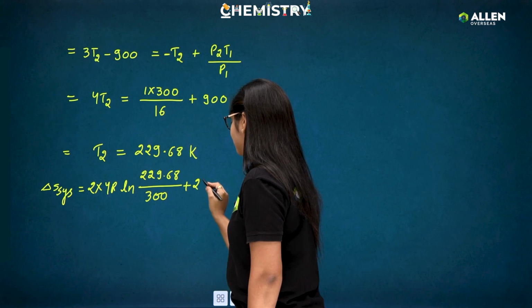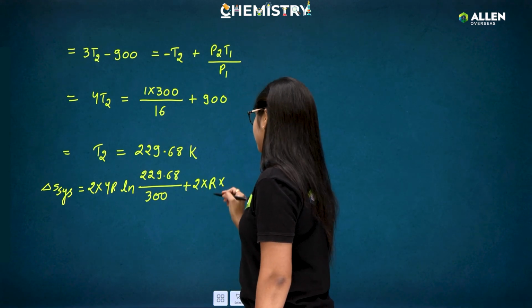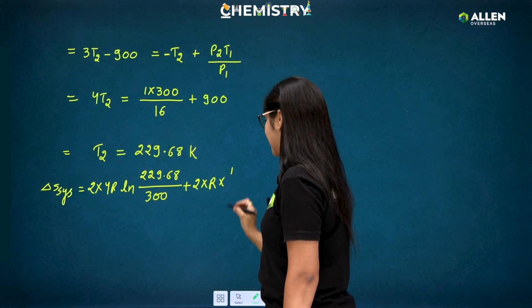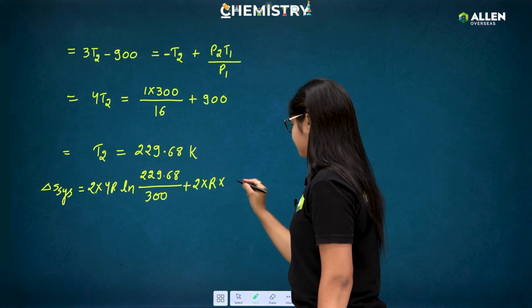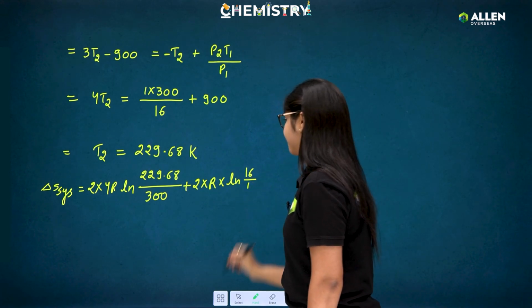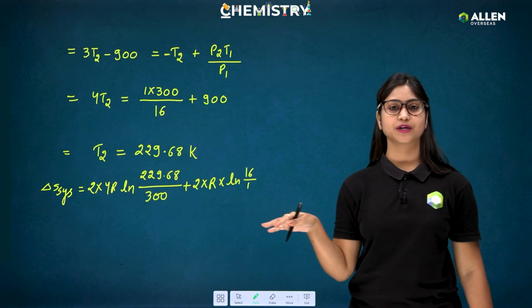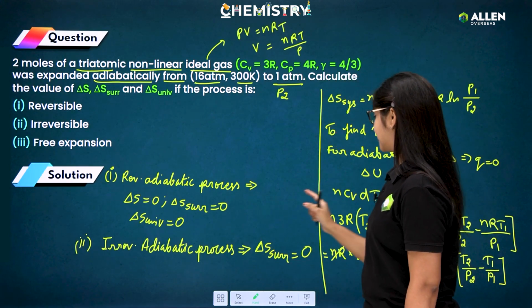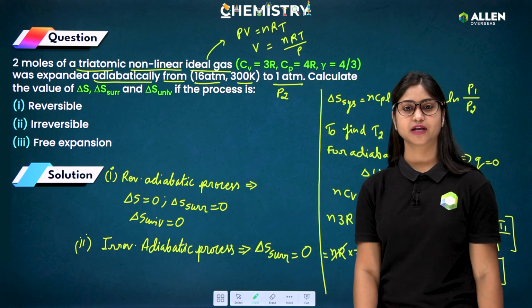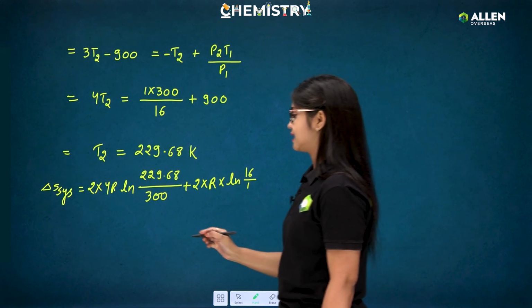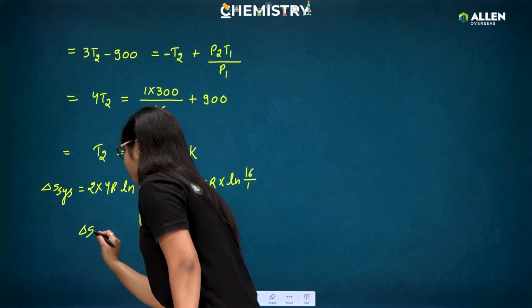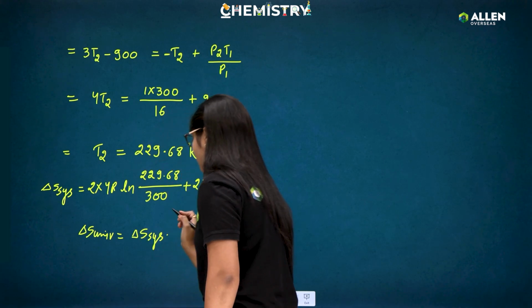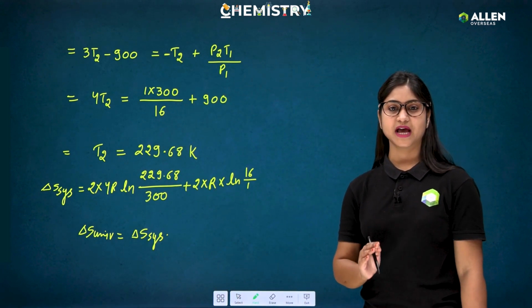So N, number of moles, is 2, into R into ln P1 by P2. P1 was 16 atmosphere, so ln 16 by 1. Now you just have to solve this equation to get your final answer, delta S system. And we have already calculated delta S surrounding for the irreversible adiabatic process, which is 0. So delta S universe will be equal to delta S system only, because delta S surrounding is 0. So we have solved the second case.